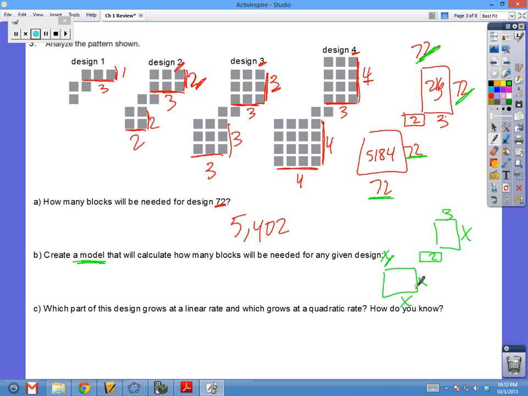So now let's just do length times width of this top rectangle. If it's 3 wide and X tall, it's going to be 3 times X, plus 2 squares right here, plus this bottom square. X times X is going to be X squared. Okay, now when I go to add those up, there's nothing I can do because there's no like terms. So your answer is going to be the number of blocks is going to equal an X squared plus a 3X plus a 2.